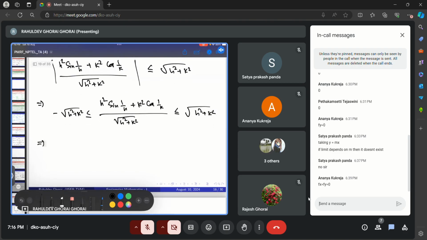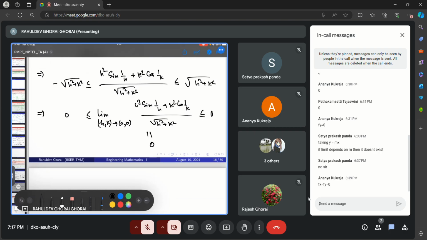Now we can take the limit on all three sides. Then 0 is less than or equal to the limit as h, k tend to 0, 0 of h square sine 1 by h plus k square cos 1 by k over square root of h square plus k square, which is less than or equal to 0. That implies this limit has to be equal to 0. I told you once, a less than or equal to b and b less than or equal to a will imply a equals b. The limit is less than or equal to 0, and also greater than or equal to 0. The only possibility is that it is equal to 0. That's why the limit is 0.